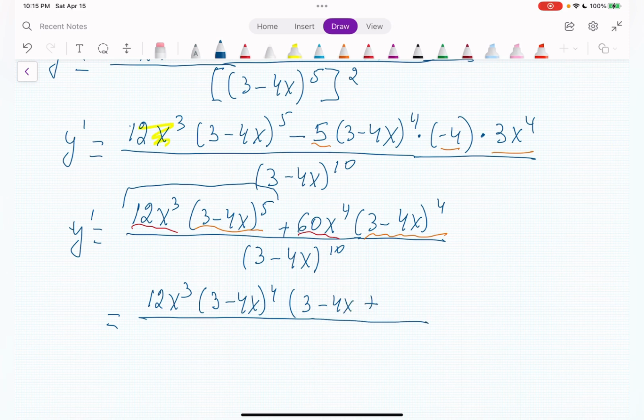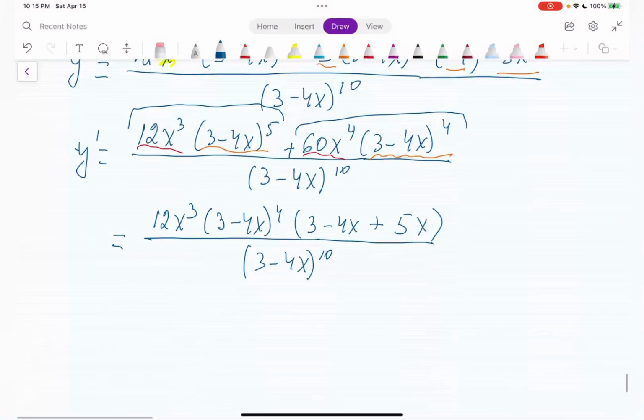Now this one, second one, we are working with 60x to 4 divided by 12x cubed. It's going to be 5x. Okay, and from 3 minus 4x to power 4, it's going to be only 1. There is nothing will be left. Okay, so we will have divided by 3 minus 4x to power 10.